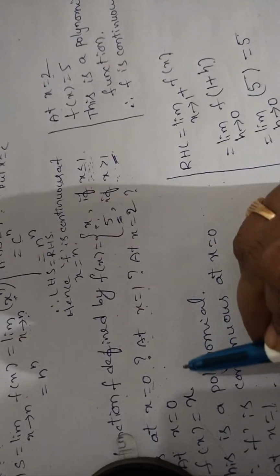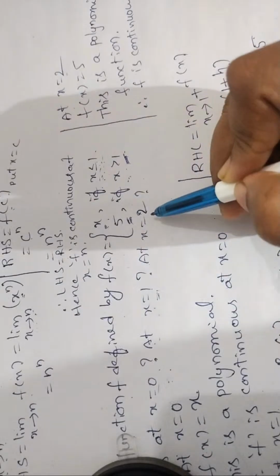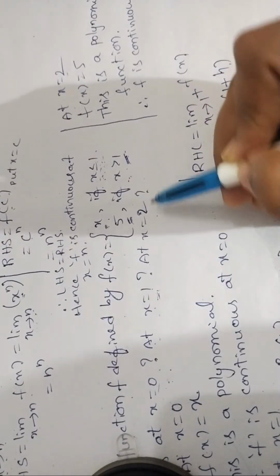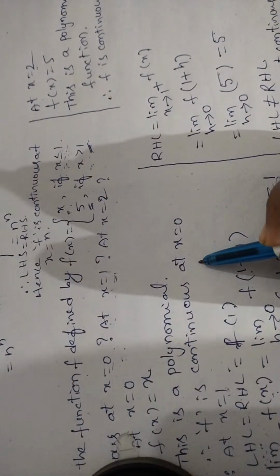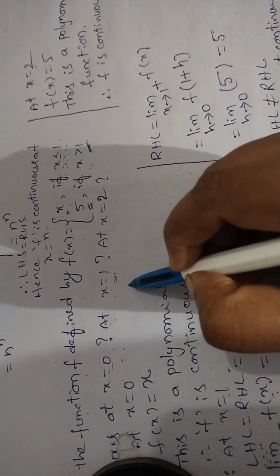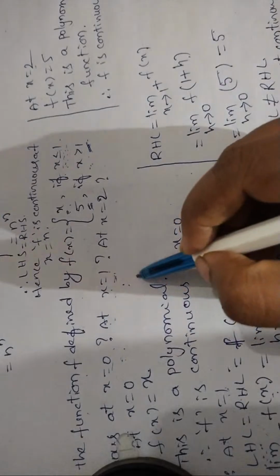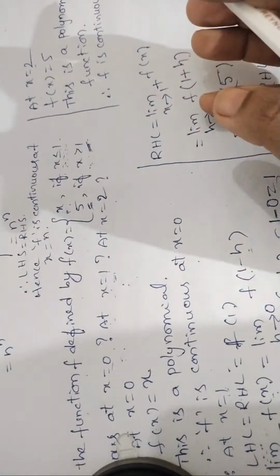So in 3 cases, the x equals to 0 case, the x equals to 1 case, and the x equals to 2 case, we solved this question. What we got: at x equals to 0, f is continuous. At x equals to 1, it is not continuous. And at last, at x equals to 2, it is continuous.